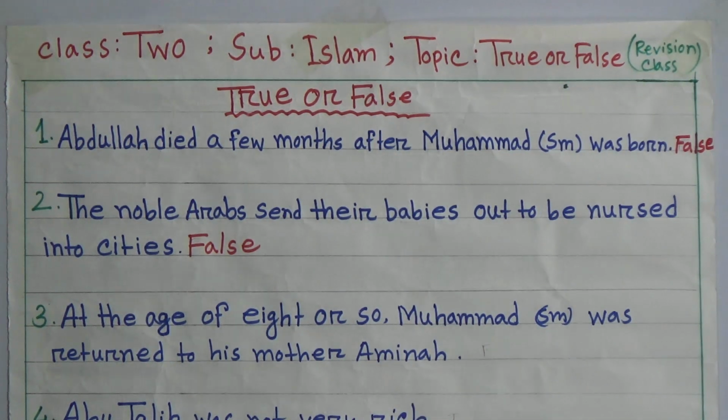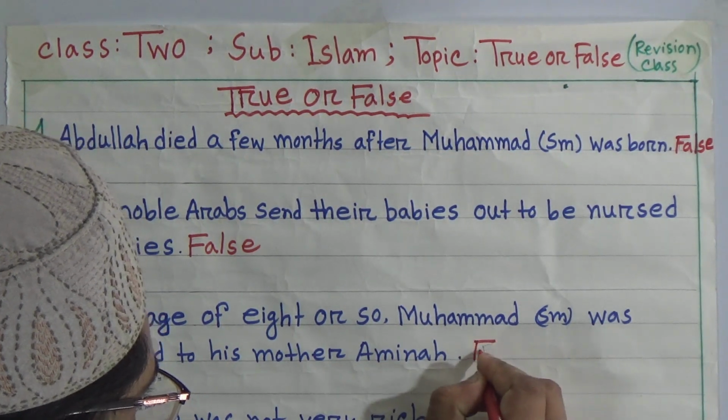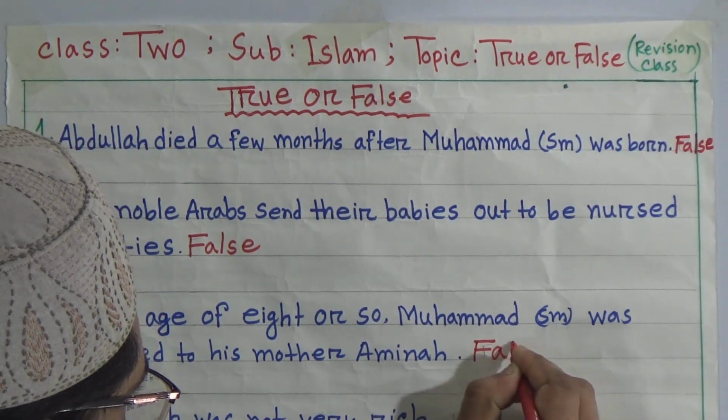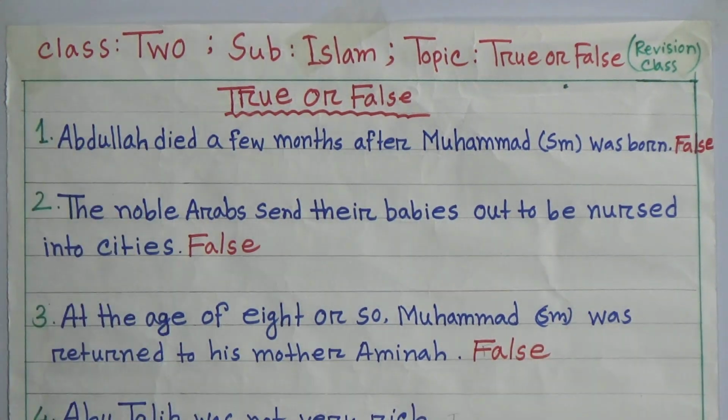So my dear students, our answer will be false. Now we will write the answer: F A L S E, false. Now question number 4. Abu Talib was not very rich.